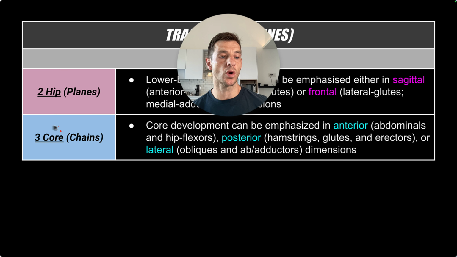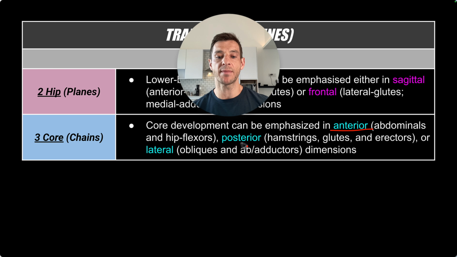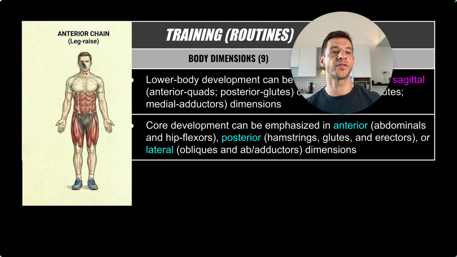The second domain is all about core development. And when it comes to core development, I think in terms of chains. We've all heard of the posterior chain and the anterior chain, maybe not so much the lateral chain, but these are the 3 chain dimensions we need to consider if we want to have a complete approach to our core development. An example of an anterior chain exercise would be the leg raise. As such, it would not just focus on the rectus abdominis, or the abdominals, it will also focus on our hip flexors, the iliopsoas, as well as our rectus femoris. Hence why we call it a chain of muscles.